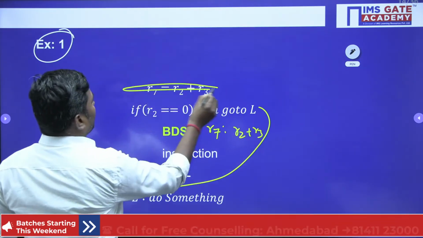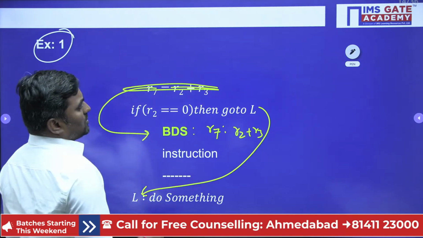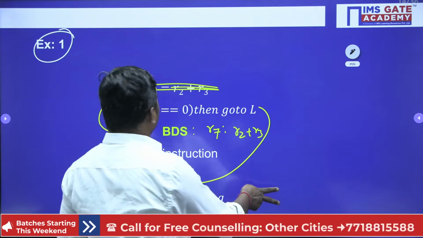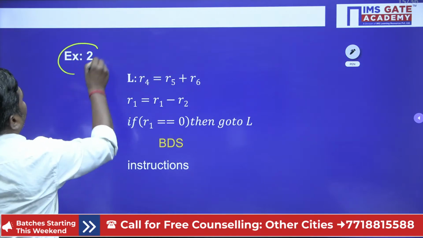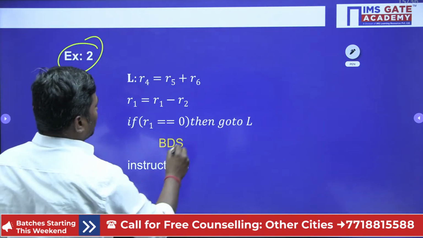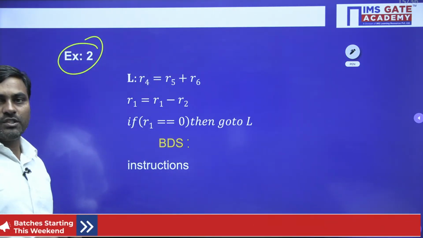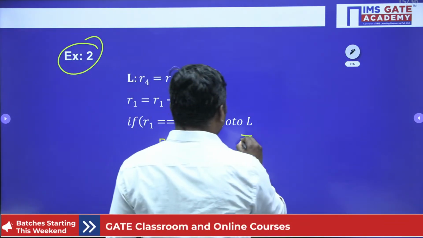So this you can remove and move it here. Yes or no? The branch delay slot, we can move it. This example, look at example 2. Now tell me, which instruction can be moved in a branch delay slot? Which instruction can be moved in the branch delay slot? Means you understand you have to modify here.